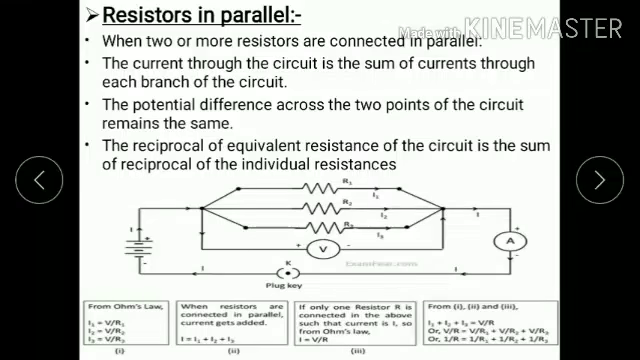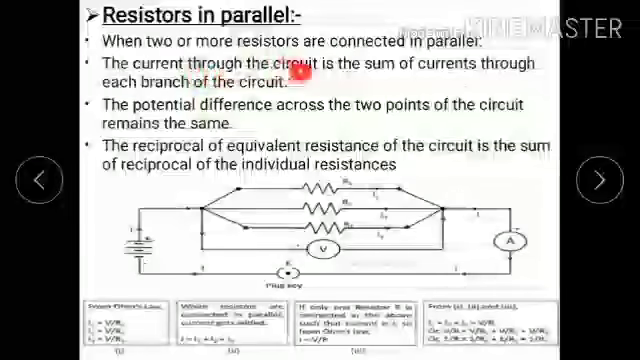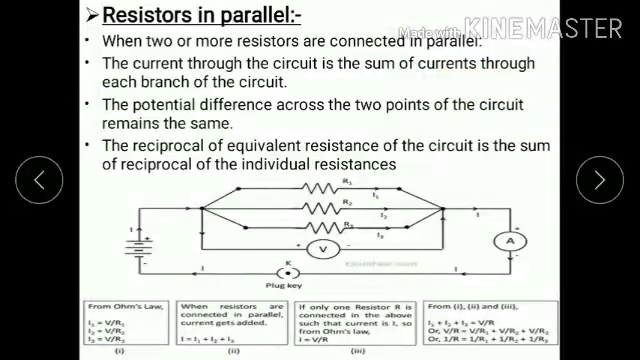Now, resistors in the parallel combination. In the parallel combination, all the resistances are connected in parallel. The current passed through the circuit is the sum of the currents through each branch of the circuit, meaning current is different in each resistance. Third, the potential difference across the two points of the circuit remains the same. Means currents are different and potential is the same. The reciprocal of the equivalent resistance of the circuit is the sum of the reciprocals of the individual resistances.